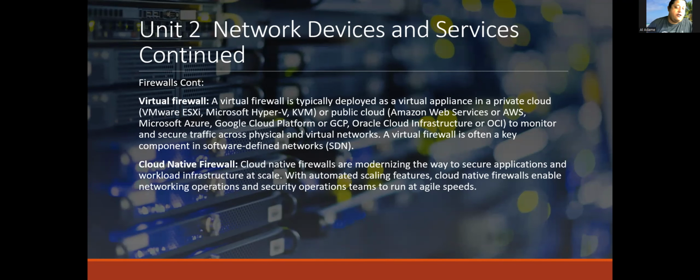Versus my tower down here, I turn it off, unplug the power, open up the side panel, pop in the M.2, screw it in, turn it back on, go into Windows, and do all that. It's a lot of steps versus the cloud going, hey, I need that, yoink. That's what it means with scalability. It's faster. If you hear laughing in the background, I apologize. With automated scaling features, cloud-native firewalls enable networking operations and security operation teams to run at agile speed, so they can run a lot quicker.